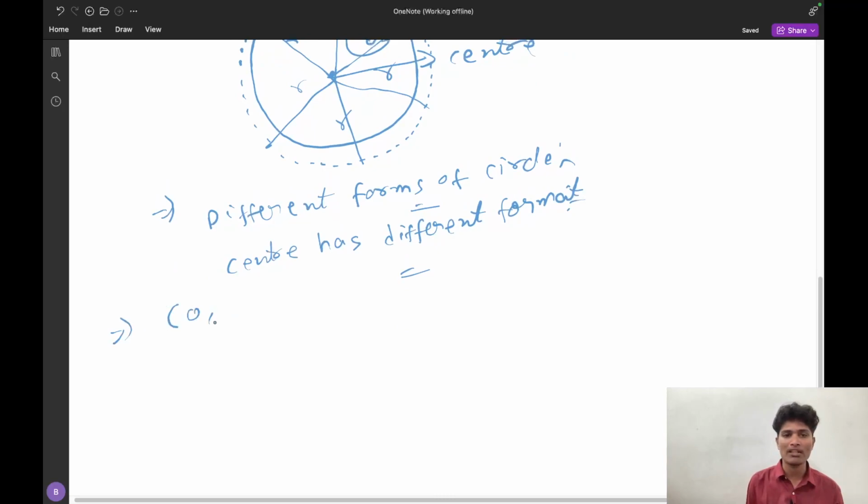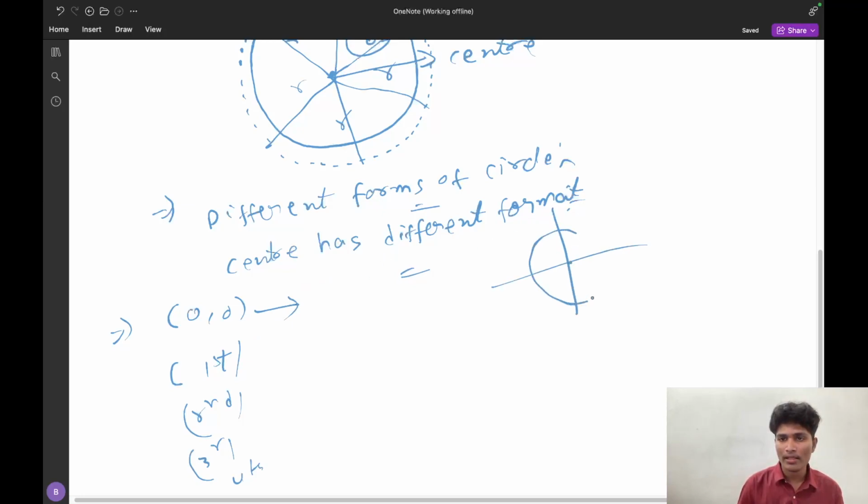That is, the center can be 0, 0. The center can be in the first quadrant, second quadrant, third and fourth. The quadrant can be anything. So if the center is 0, 0, how does the circle look? The circle looks like this one. So this is the center 0, 0, and this is the radius. The radius can be anything. The radius is not the matter here. The main thing is the center.